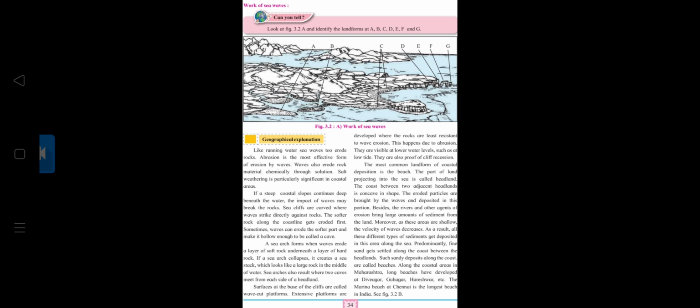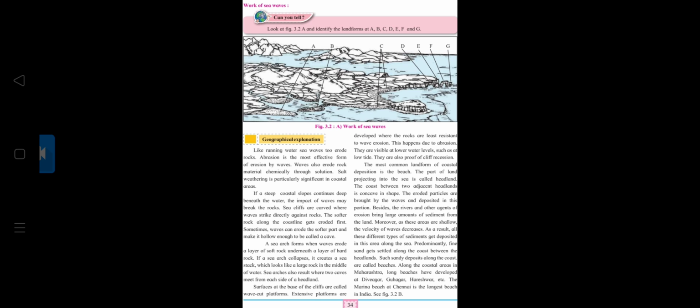Sometimes waves can erode the softer part and make it hollow enough to be called a cave. A sea arch forms when waves erode a layer of rock underneath a layer of hard rock. I will show you some pictures relating to sea arches and sea caves, the different landforms which are formed due to the agent of erosion called sea waves.